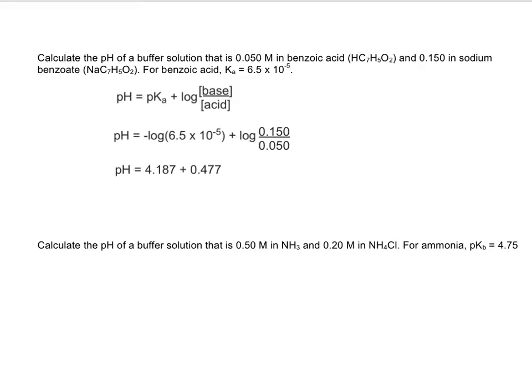All right, and that's going to give us a pH of 4.66. Okay, so it was, I think, a much simpler way to do this than doing an ICE table. All right, and now we'll do one more.